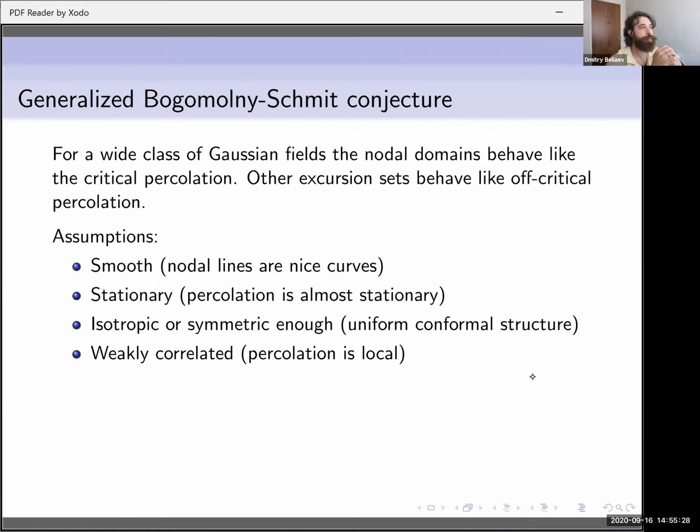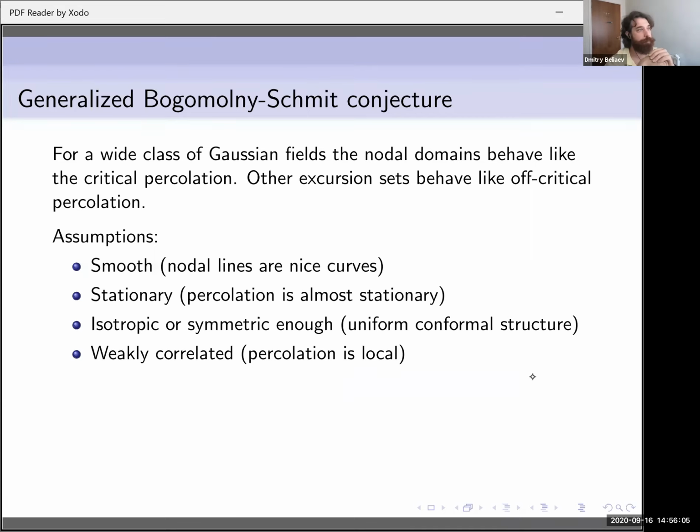Well, the Bogomolny-Schmidt conjecture, precisely as stated, is probably not really true, but its generalized form is, at least I believe it to be true. So what I believe is this: first of all, the Bogomolny-Schmidt conjecture is not about random plane waves. It's about generic Gaussian fields. And in some sense, the random plane wave is the worst case scenario.